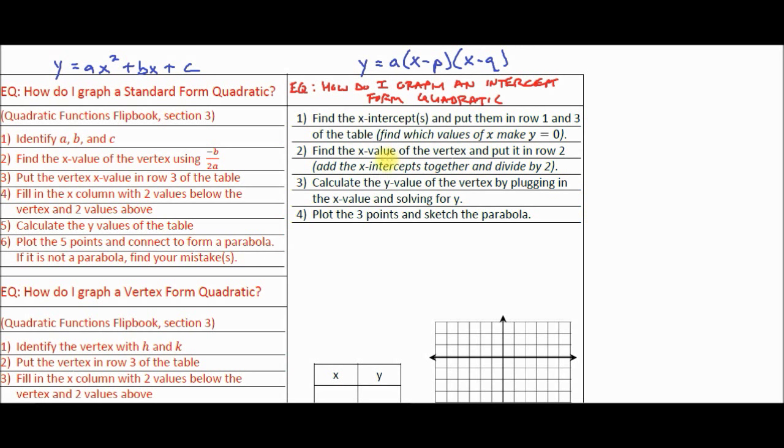So how to graph intercept form. The first thing we have to figure out is the x-intercepts, which we can actually find right from our equation. I'm going to do an example in a moment, but we're going to find the x-intercepts and put them in rows 1 and 3 of your table.